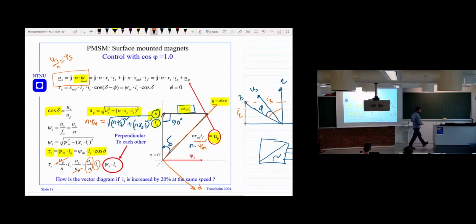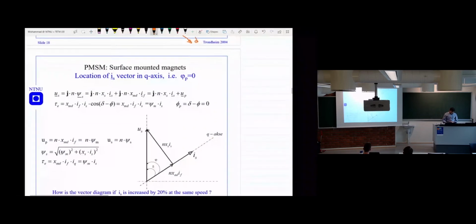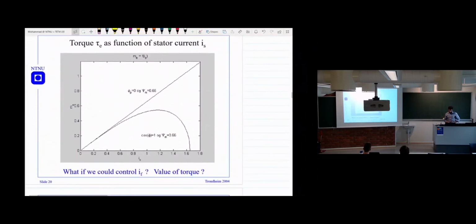And if we plot it, how does it look? Like this curve here. So this is the torque you have, and you have the stator current, and what you see is that as you increase the stator current, the torque increases. It increases up to a certain point, and when it reaches the peak, even if you increase the stator current, it is not able to increase the torque anymore.